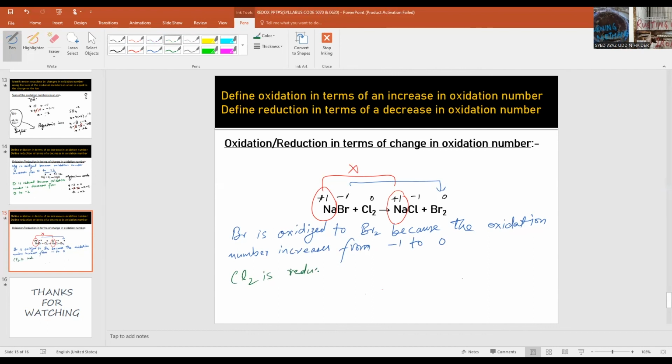For chlorine, you write Cl2 is reduced to Cl because the oxidation number decreases. Oxidation number is decreased from 0 to -1.